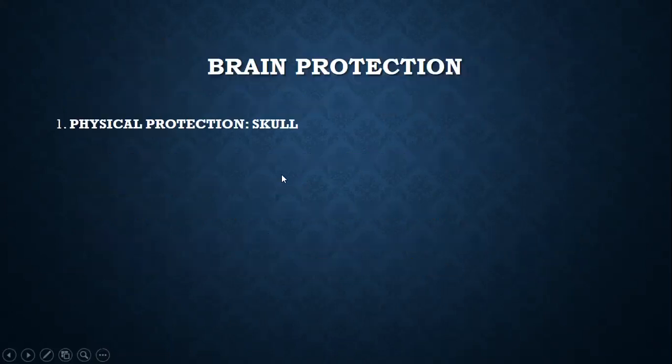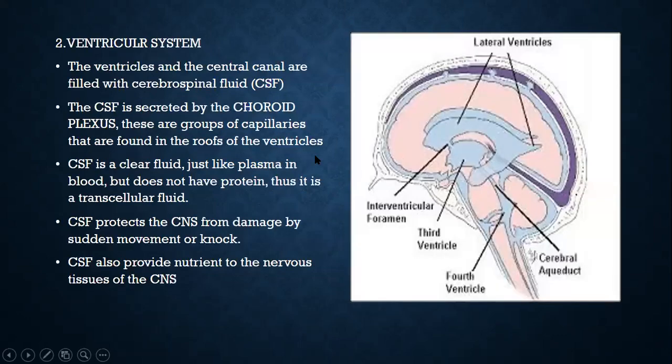We go to brain protection. Its physical protection or barrier is the skull, particularly the cranium. It also has the ventricular system. We have mentioned the third and fourth ventricles, and we also have here the interventricular foramen and these pedicles also. And we also have the cerebral aqueduct.